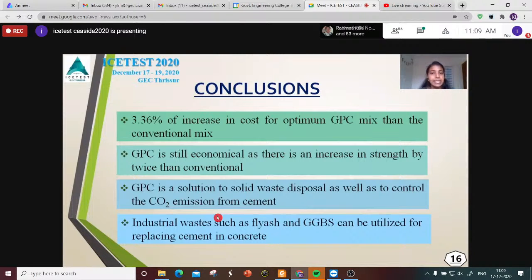Therefore, we can say that industrial waste materials such as GGBS and fly ash can be utilized for the complete replacement of cement in concrete. Thus, I conclude.